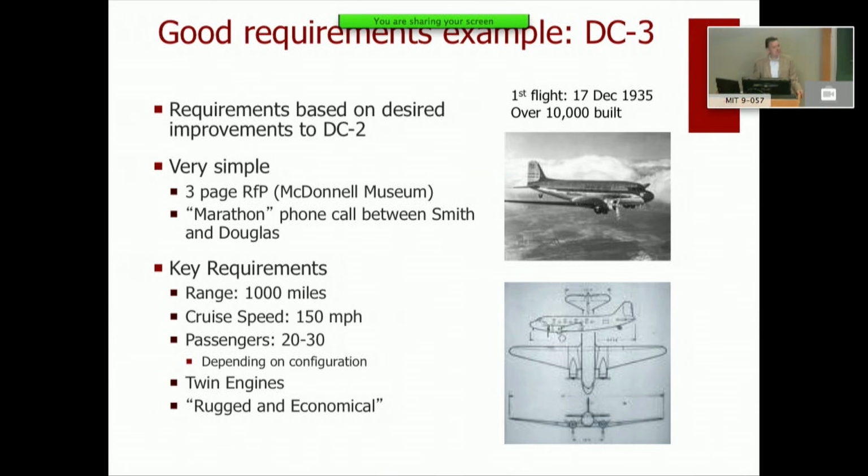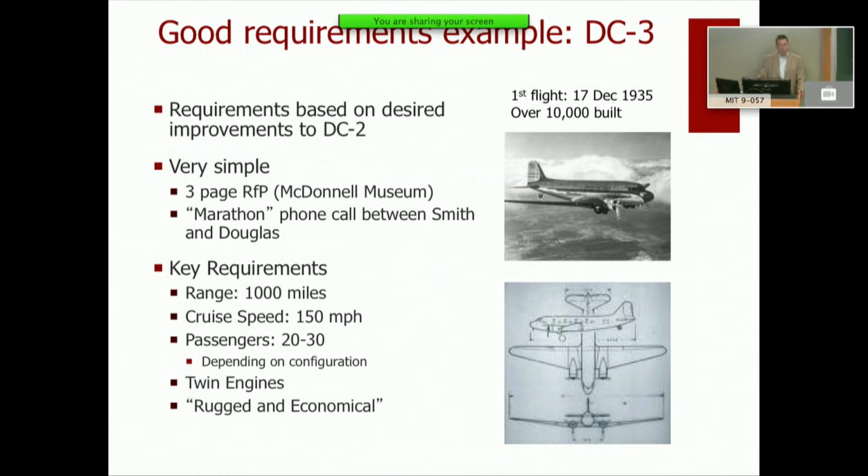Range about 1,000 miles. So this means that you don't have transcontinental range, right? If you want transcontinental range in the US, you need about how many miles? Like Boston to San Diego, Seattle to Miami, 3,000? Yeah, with reserves, 3,000 miles. So this means that if you go transcontinental with the DC-3, you've got to refuel twice, basically. But that was okay. Today we probably wouldn't accept that, but that's okay back then.